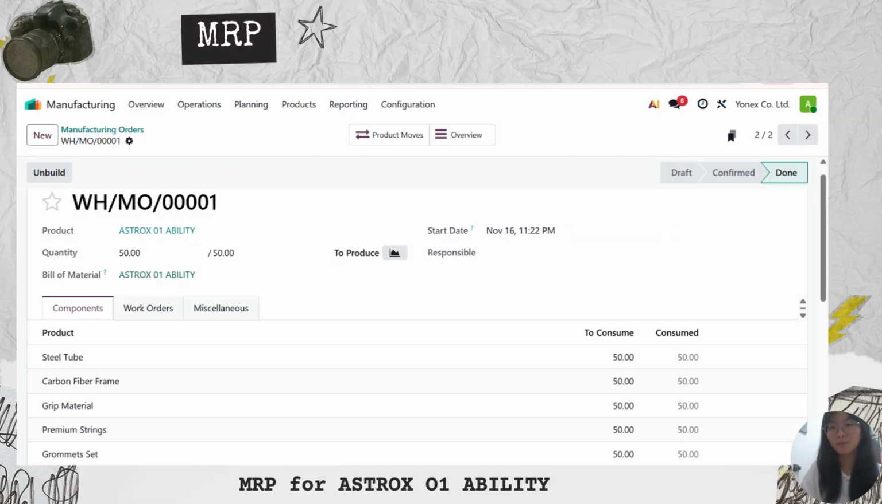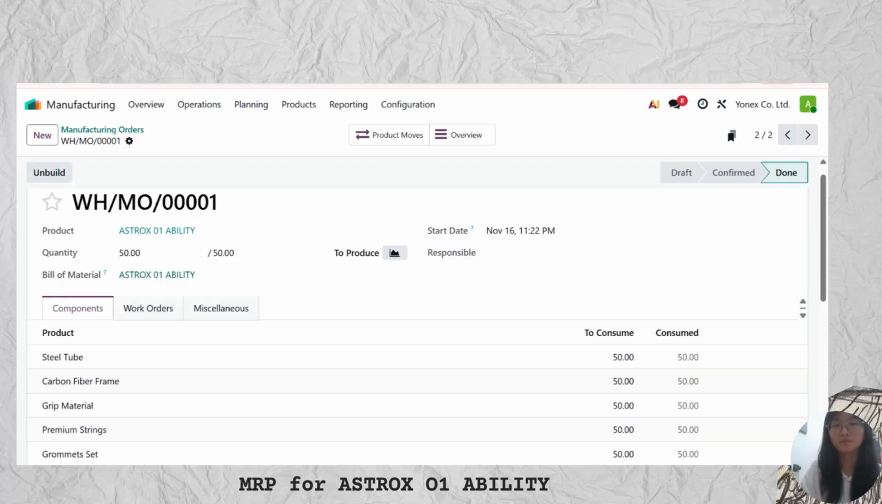This part is for the MRP. MRP refers to the material requirement planning. It calculates the type and the quantity of materials actually needed for production. It achieves this by calculating net demand, taking into account current inventory. Please note the input for MRP is provided by BOM, which then delivers purchasing plans and the production orders. This screenshot is for the Astro One Ability Badminton Racket MRP.